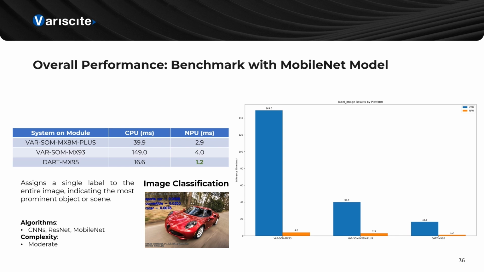So in the end, this is just one example. It shows the performance progression between the MX93, the 8M Plus, and the MX95. And it also demonstrates that while the raw TOPS of the 8M Plus NPU is more than the MX95, the specific algorithms optimized by the NPU and the overall performance of the SoC can result in greater machine learning performance.